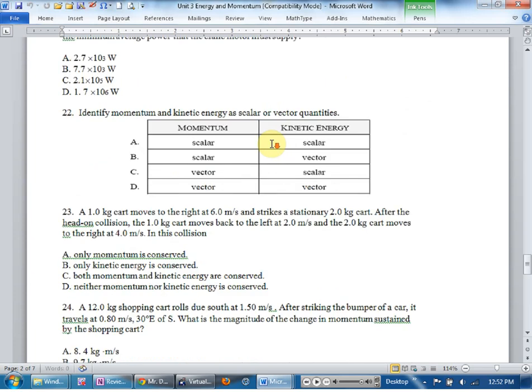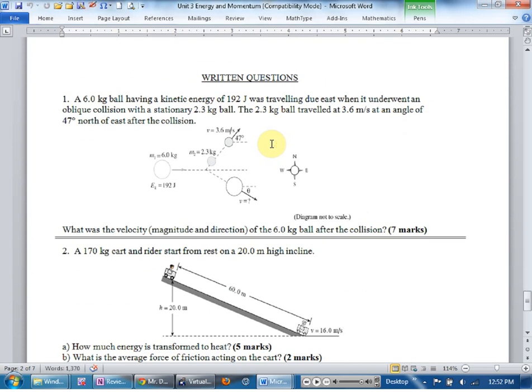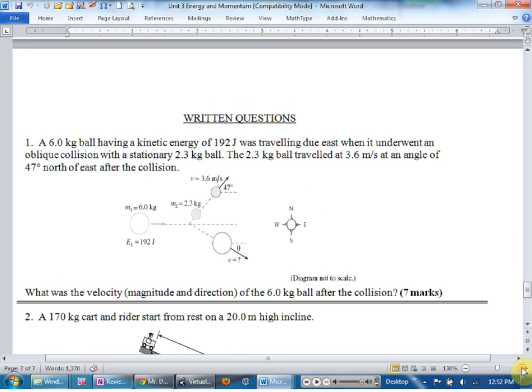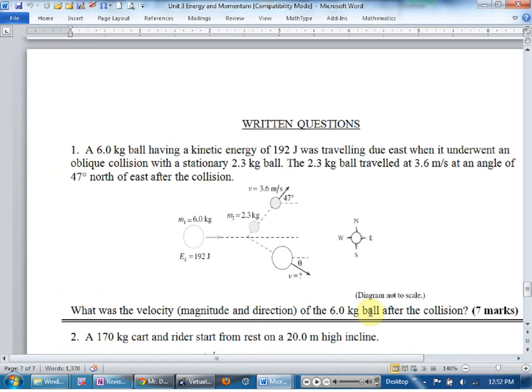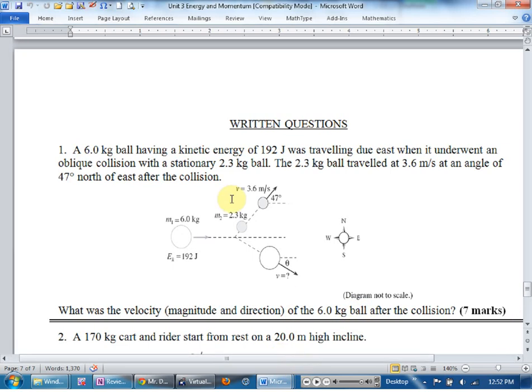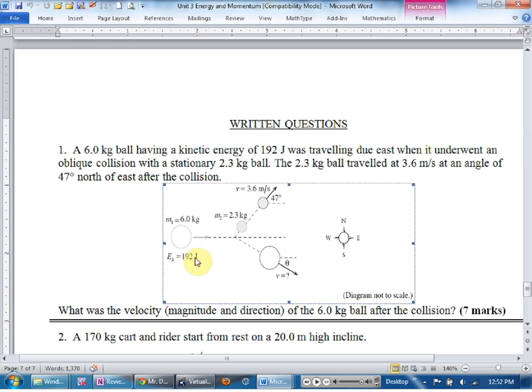This is where you had to realize that you were doing vectors, and this is where we found the cosine law really shone. And then to find an angle, it was often sine law. So make sure you look at those. Now, this one's a bit of a twist. Instead of giving you the initial velocity, they gave you the initial kinetic energy. But if you know the mass and you know the kinetic energy, can you find the initial speed? It's a half mv squared, square root, right?